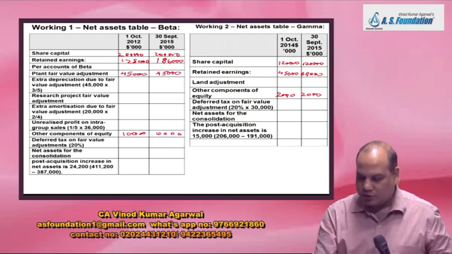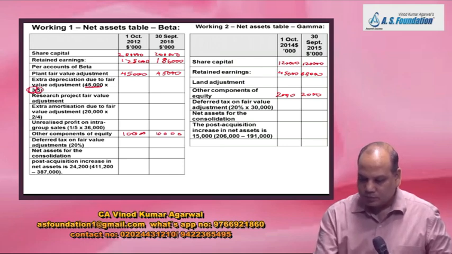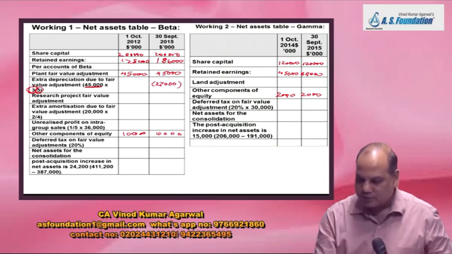And extra depreciation due to fair value adjustment, 45,000 divided by 5. 3 years are over, into 3 by 5. In bracket write 27,000. Deferred tax adjustment later.